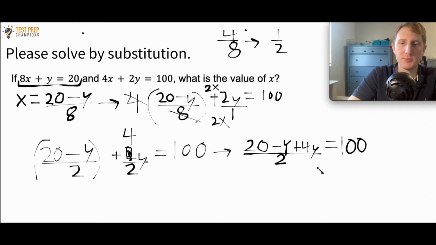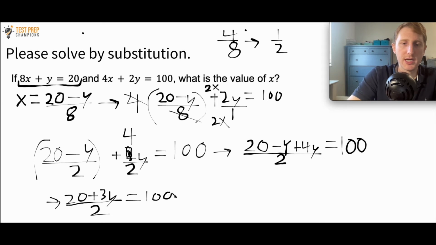So basically, at this point, what I want to do now is combine like terms. So I've got negative 1y plus 4y. I can rewrite that as positive 3y, because negative 1y plus 4y is positive 3y. So I now have 20 plus 3y over 2 equals 100.